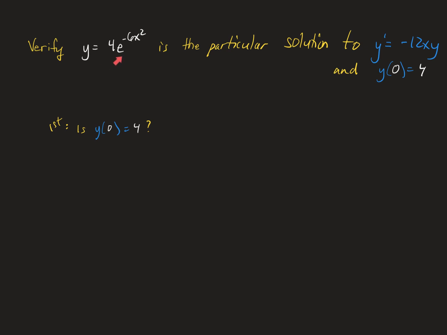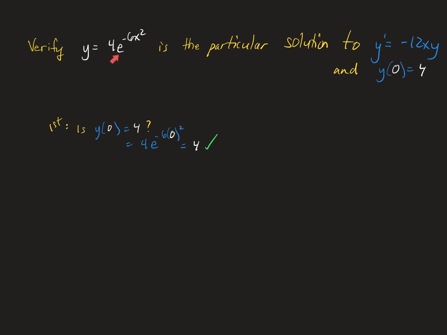All right, let's verify that this is a solution, the particular solution, to this diffy q with initial conditions. First then, does it satisfy the initial conditions? Is y of 0 equal to 4? When we substitute 0 in for x, y is equal to 4e to the 0 power, which is 4. All right, it satisfies the initial condition.